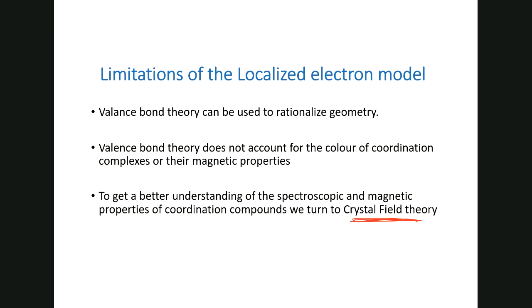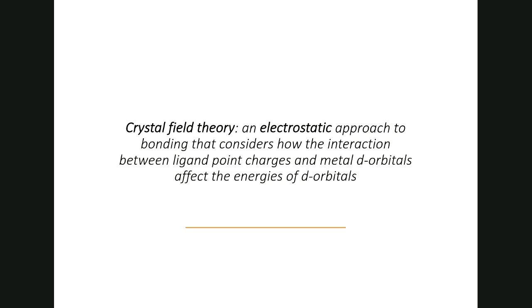All right, so crystal field theory. What is it? Crystal field theory is an electrostatic approach to bonding. And when we talk about an electrostatic approach, you guys should be going back to ionic bonds, negative and positive interaction, right? So it's going to be electrostatic forces. And what it considers is how the interaction between the ligand point charges and metal d orbitals affects the energies of the d orbitals. So that's crystal field theory, an electrostatic approach to bonding that takes place between the metal d orbitals and the ligands themselves.